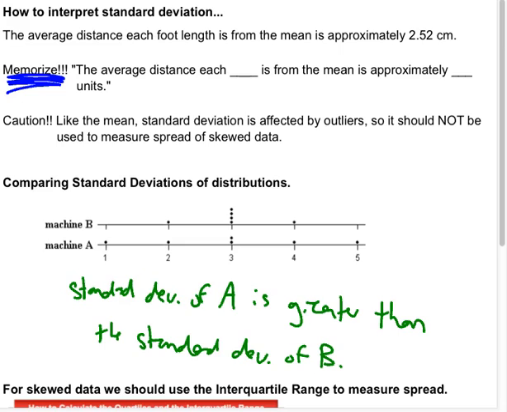So when you're looking at dot plots, stem and leaf plots, whatever, you should be able to get a rough estimate if you're comparing which one would have a greater or smaller standard deviation. Again, really all it comes down to is how spread out is the stuff that you're talking about, okay? The larger the spread, the greater the standard deviation.